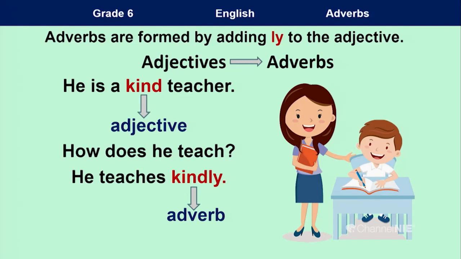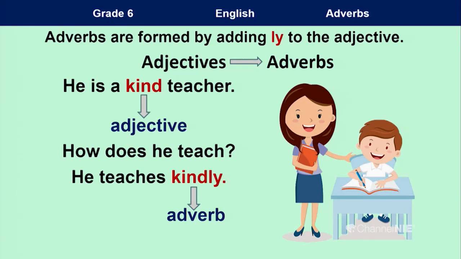All right, children. Look at the screen now. How do you form adverbs now? If we form the adverb from an adjective, is there any rule that we need to follow? Let's see. Adverbs are formed by adding ly to the adjective. You know what adjectives are? Actually, adjectives are describing nouns. The words that we use to describe nouns are called adjectives. Right. So, when you take these adverbs, they are formed by adding ly to the adjective.